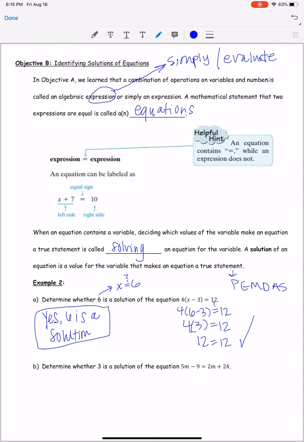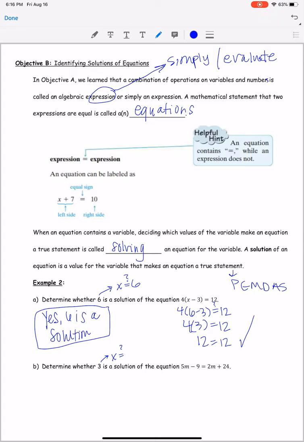Notice here, when it equaled 12, I didn't do anything to that 12 on that side of the equal sign. It just followed me down. So you want to get it to where you've got one number on each side, and once you've got that one number, it just needs to keep following you down until you're done. On B, determine whether 3 is a solution for the equation. So again, does x equal 3? That's what we're trying to find out.